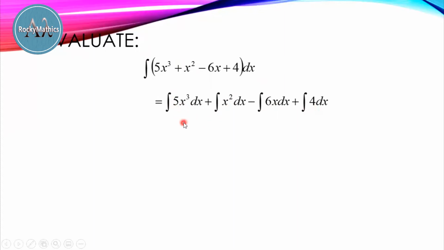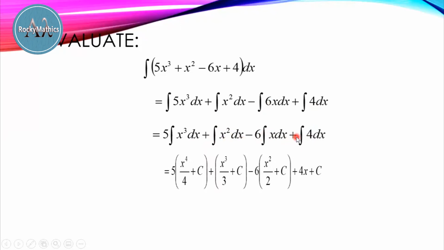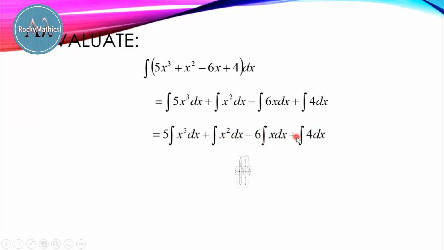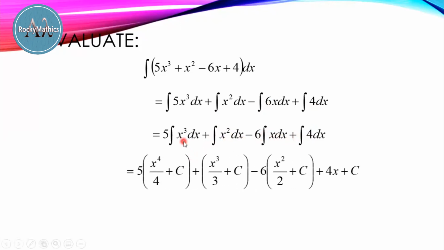Now, 5 is a constant, so you write it outside the integral symbol. Then you get the integral of x cubed dx plus the integral of x squared dx. And again, 6 is a constant, so we just write it outside the integral, x dx, plus the integral of 4 dx. Actually, we can also write this 4 outside the integral symbol.